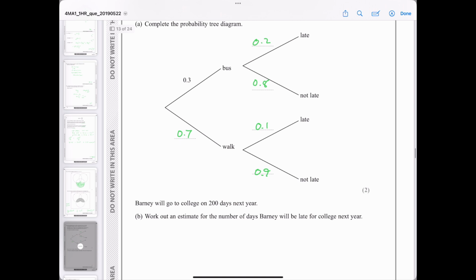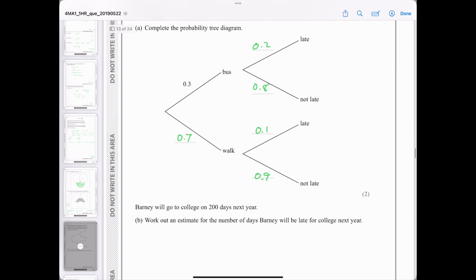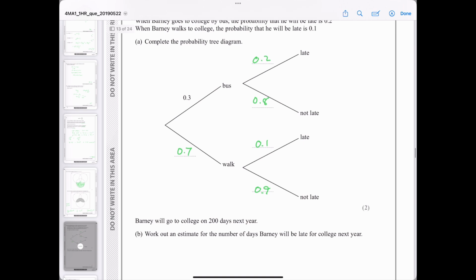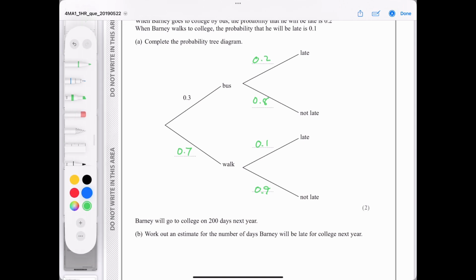Barney will go to college on 200 days next year. Work out an estimate of the number of days Barney will be late for college. So what we're looking at is which days and how he can be late. He goes by bus, he can be late using this, so it's that one. And then he can be late if he walks. So before we multiply by 200, we need the chance of him being late at all. So it's 0.3 times 0.2 plus 0.7 times 0.1.